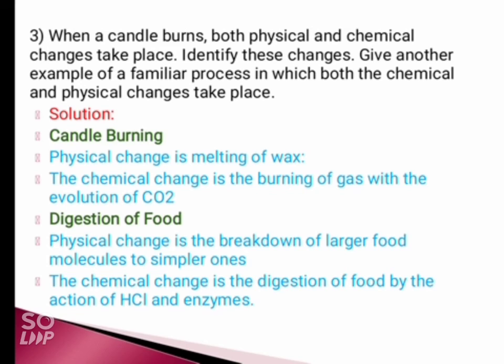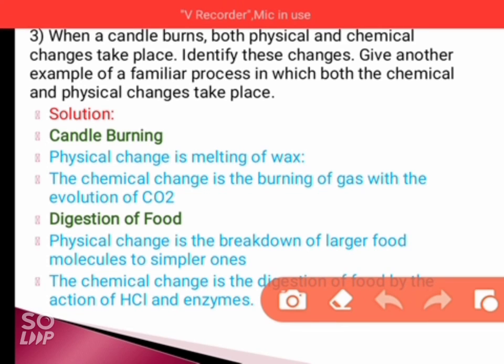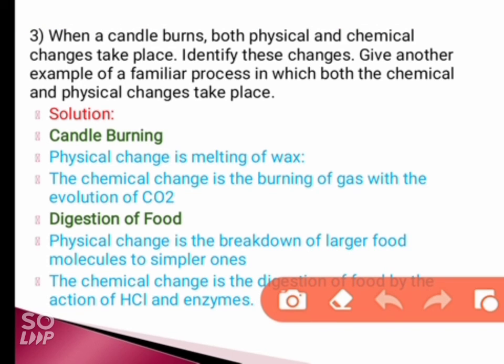As we discussed earlier, a burning candle shows both the changes. The physical change is the melting of wax, and the chemical change is the burning of gas with the evolution of CO2 or carbon dioxide.